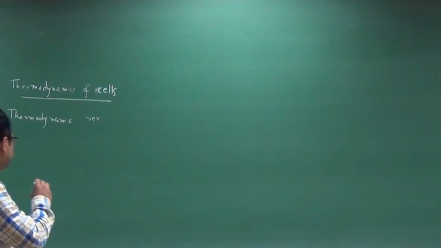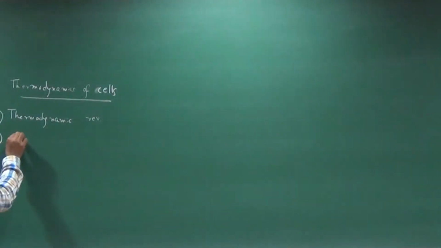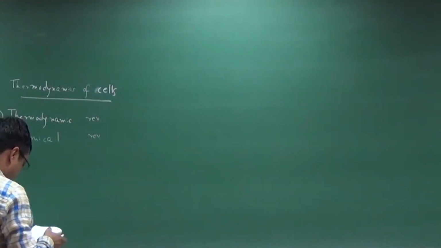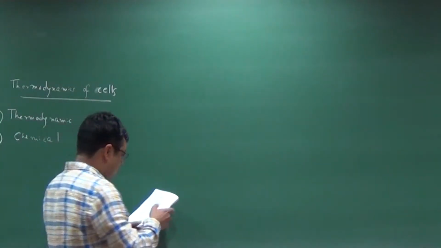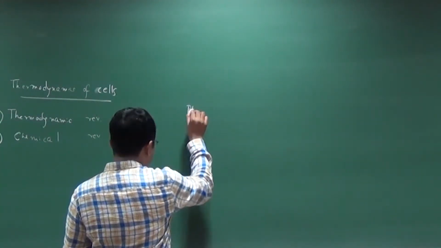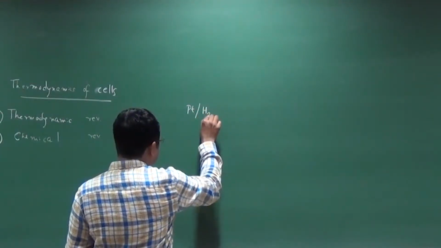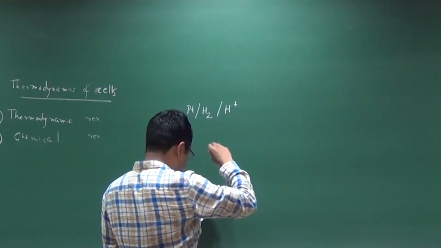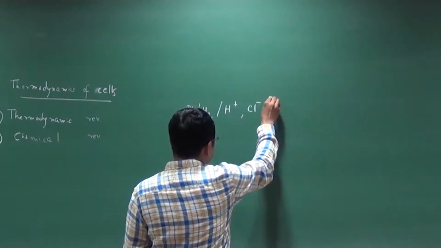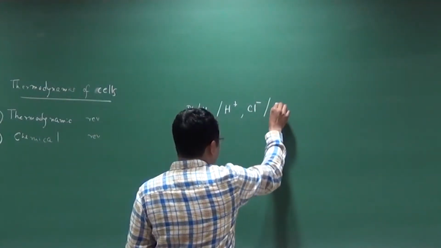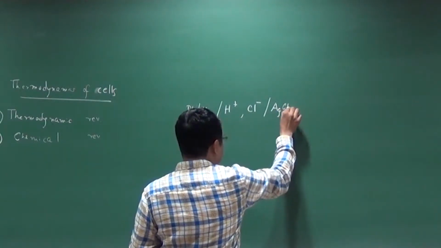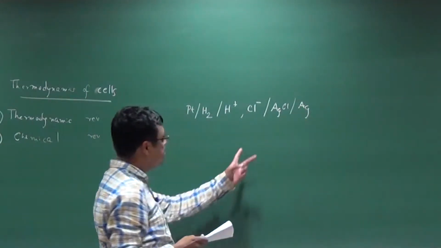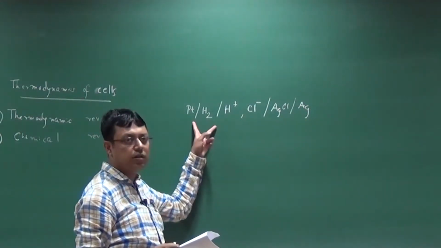But before that, the question is whether there is any chemical reversibility or not. So what do you mean by that? Let me give you an example. Suppose I have this cell: platinum, H2, then H plus. This is the standard NHE. And then I have fluoride. These two are in aqueous solution. And I have silver chloride and silver. So this is a silver chloride electrode, and this is a standard hydrogen electrode, right?